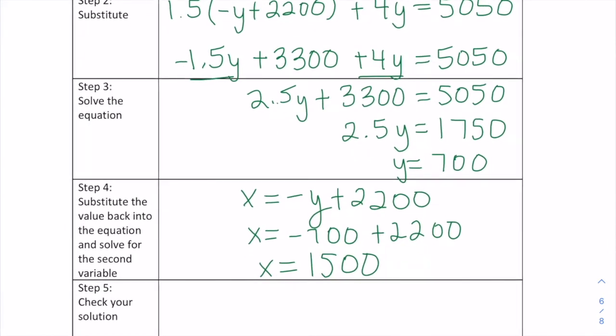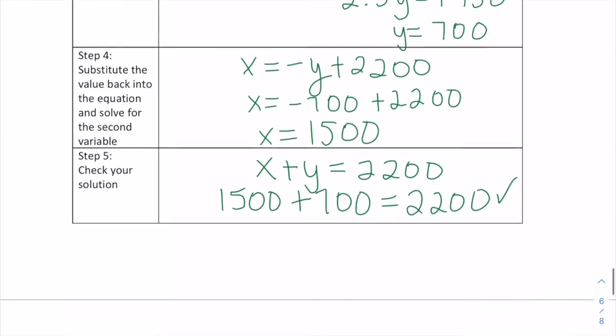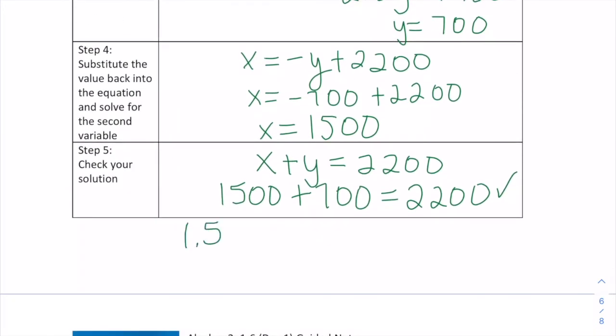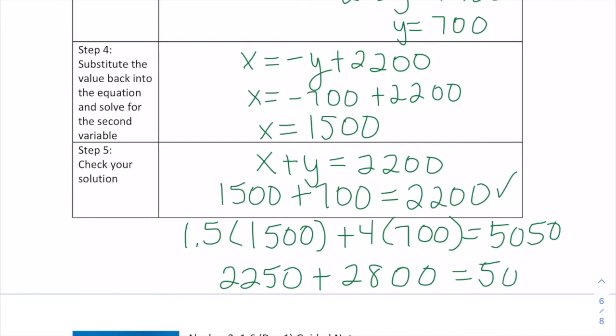To check our answer, we're going to plug it back into that original x plus y equals 2,200. You can try plugging it into both, right? But I'm going to plug into this one. So we have 1,500 plus 700 does equal 2,200. And just because we want to make sure it works, you can also plug it into the other one. 1.5 times 1,500 plus 4 times 700. We want to make sure that equals 5,050. All right, so 1.5 times 1,500 is 2,250. And then this is 2,800. And when we add them together, it does indeed equal $5,050.